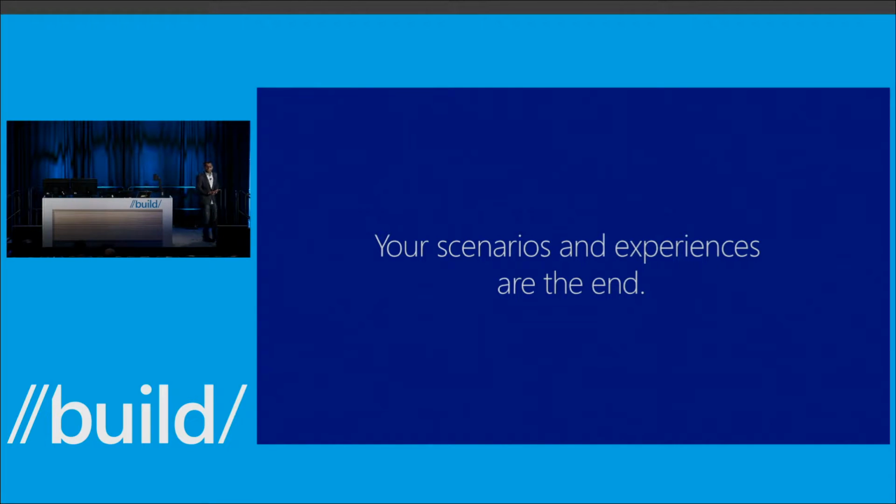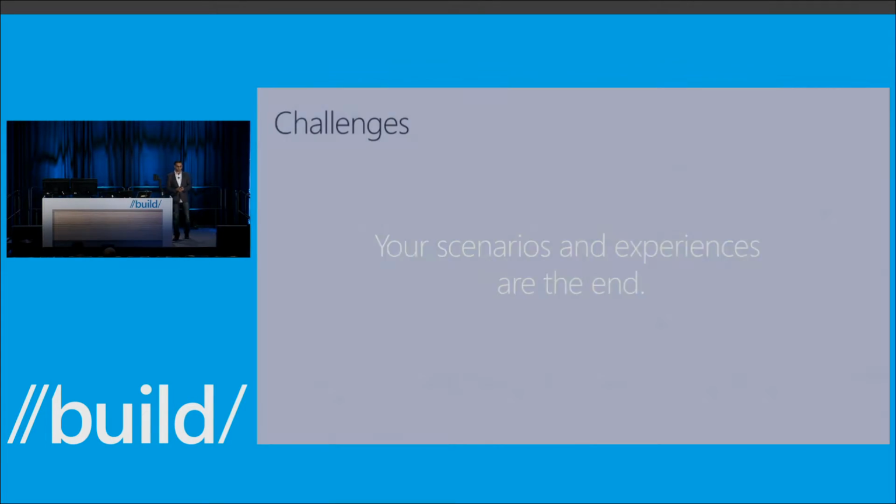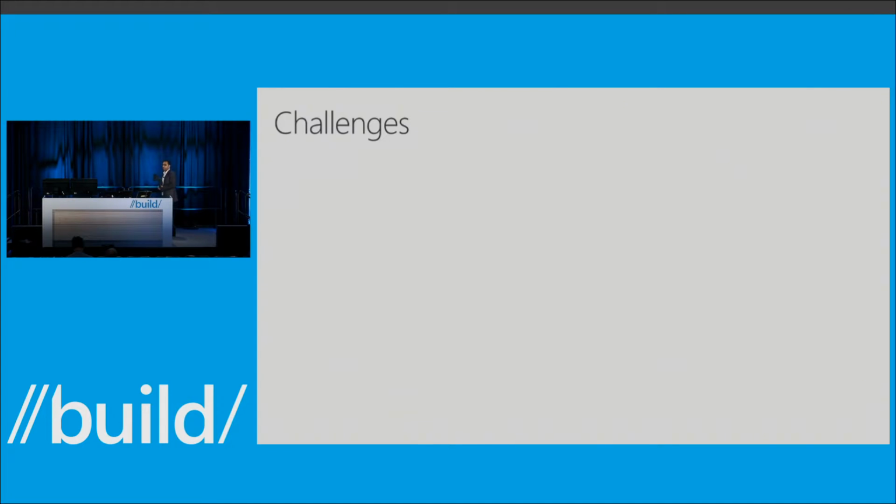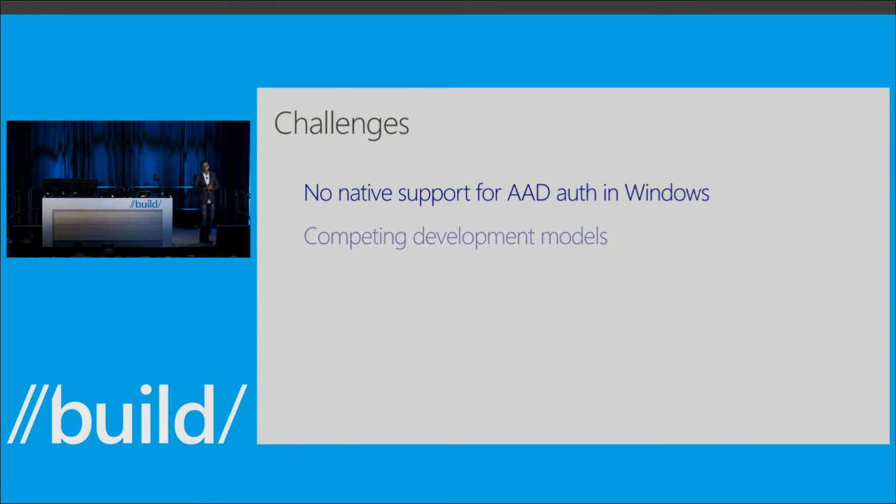From identity providers, we've been working with a lot of them. And at the end, our end consumers. So the main set of challenges we found, well, one, pretty obvious. There was no Azure Active Directory on Windows, so there had to be a native way of doing things. Two, we had a few competing development models. If you were targeting Microsoft accounts, we had the Online ID Authenticator set of APIs.